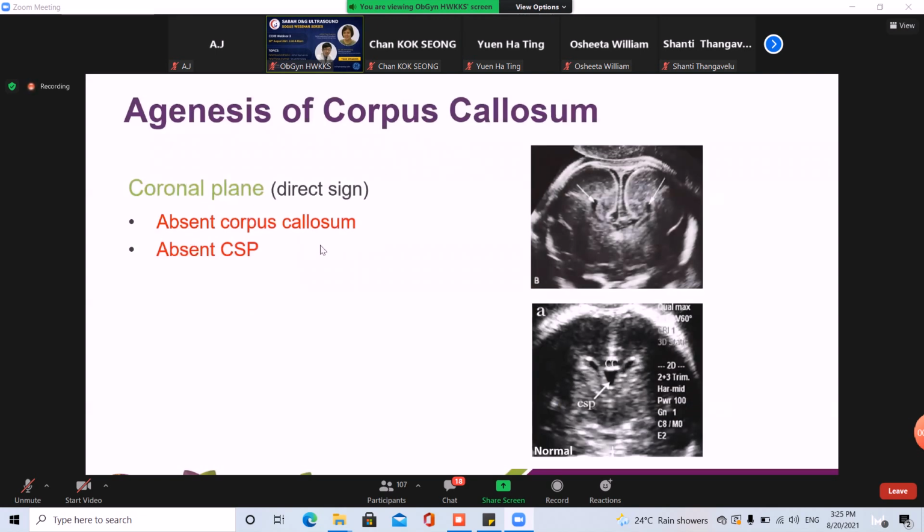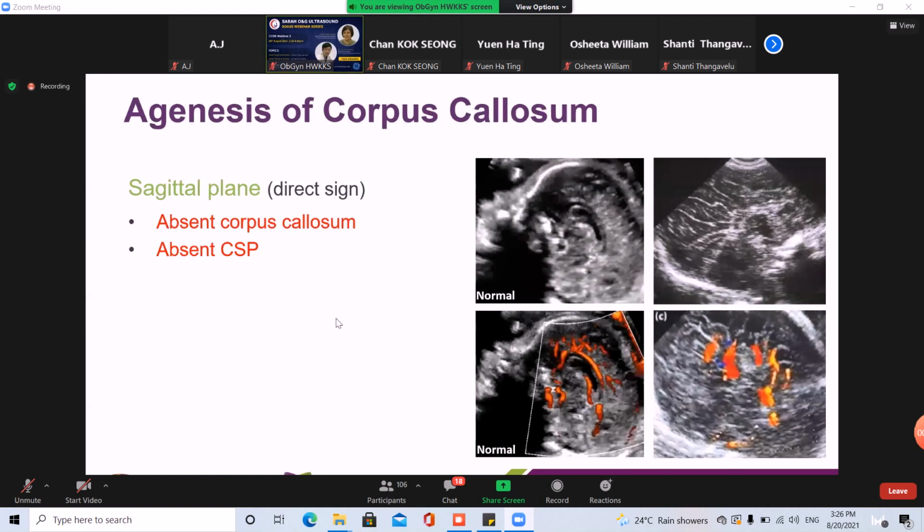In the beginning, you can see direct signs. First of all, you can't see the corpus callosum, you can't see the CSP. Normally the corpus callosum is here and the CSP is here, but in this case you can't see them. And when you look at the frontal horns, you would see that they are widely separated, and the shape is just like a bullhorn, and therefore we call it the bullhorn sign. When you see this, you know quite definitely that it is agenesis of corpus callosum.